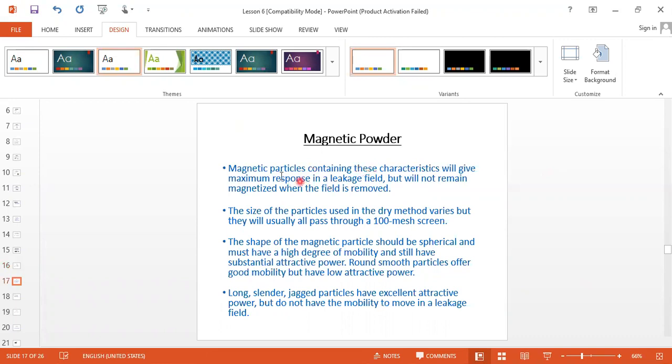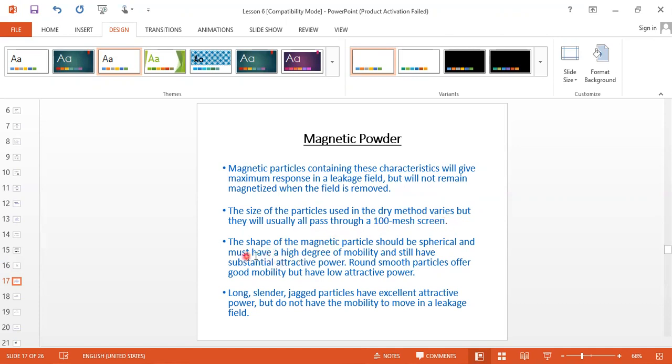Then magnetic particles containing these characteristics will give maximum response in leakage field, but will not remain magnetized when the field is removed. The size of particle used in the dry method varies, but they will usually all pass through a 100 mesh screen. Basically, it is given in ISO standards. For dry particles, we can use powder which is greater than 40 micron. For wet method, we can use powder particle size that is less than 40 micron.